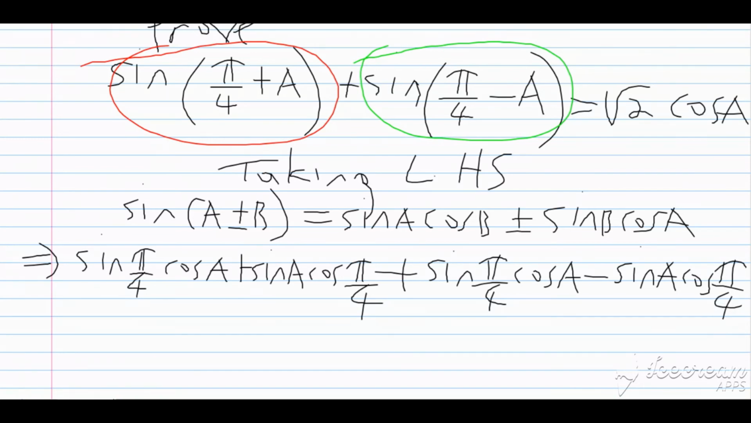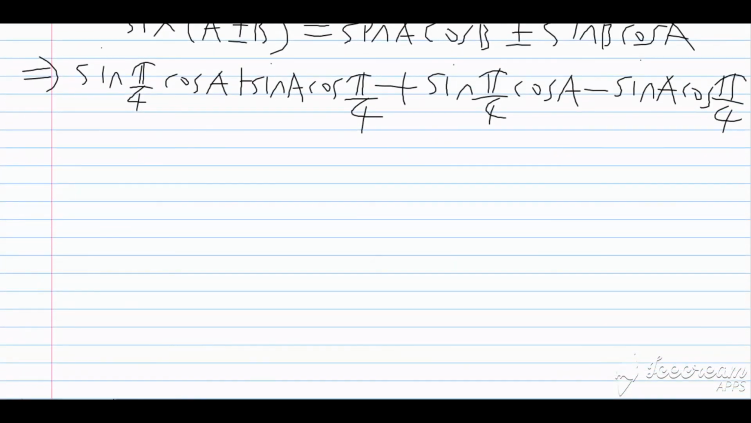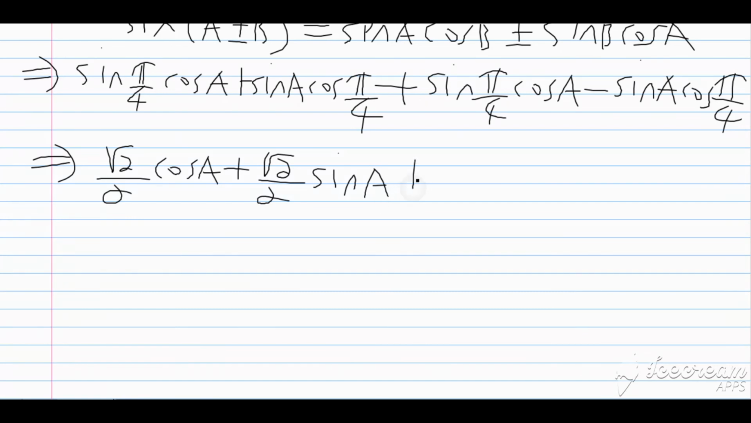All right, let us go down now and see if we can break this down. We know that the sine of pi over 4 is root 2 over 2. So it's root 2 over 2 cos a plus the cos of pi over 4 is also root 2 over 2, so it's root 2 over 2 sine a as well. Plus the sine of pi over 4 is root 2 over 2 cos a, minus the cos of pi over 4 is root 2 over 2 sine a.